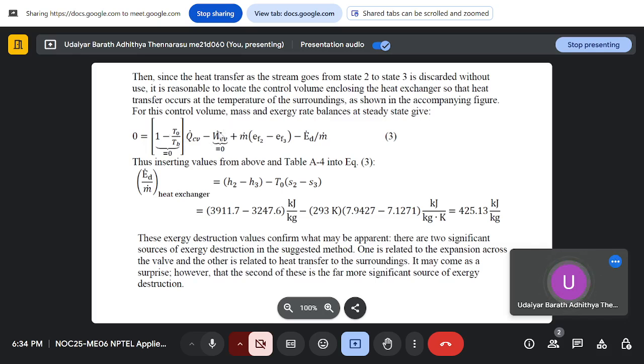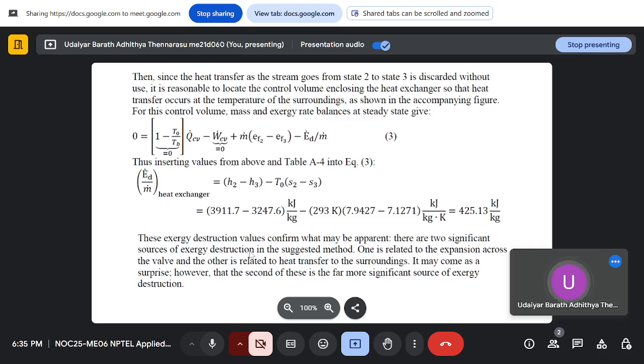So minus W. Here in the heat exchanger there is no work transfer, so that is 0. Plus the exergy change of the streams, minus exergy destroyed. So exergy destroyed is nothing but the exergy change in the stream. So exergy destroyed per mass flow rate is (h2 minus h3) minus T naught times (s2 minus s3). Substituting the values, I get exergy destroyed as 425.13 kilojoule per kg.